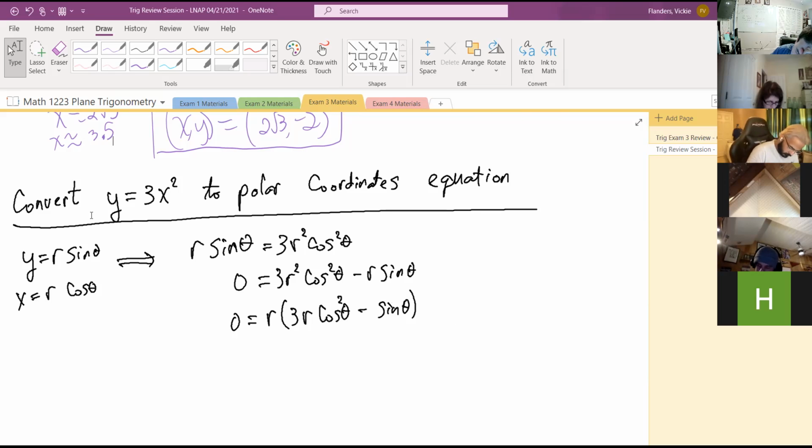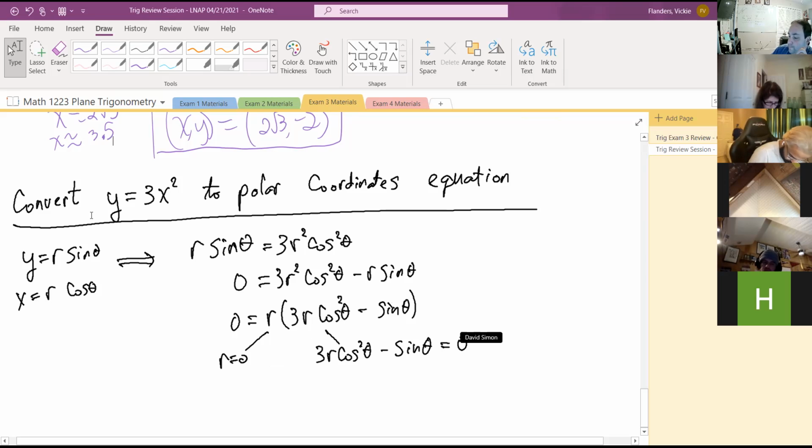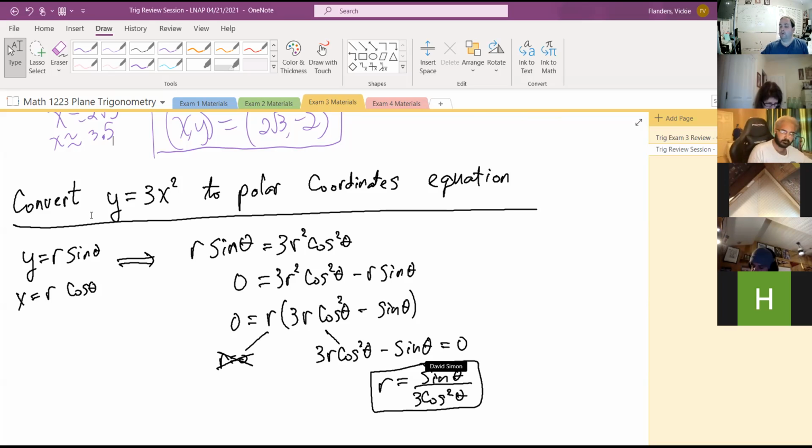And then since this is equal to 0, I can split and solve. So either r equals 0 or 3r cosine squared theta minus sine theta equals 0. Of course, r can't equal 0. That would mean that we're just graphing a singular point there at the origin. So if I solve for r here, I would add the sine theta to the other side. And then I would have to divide by 3 cosine squared theta to get r by itself. So then I would have this in polar form.